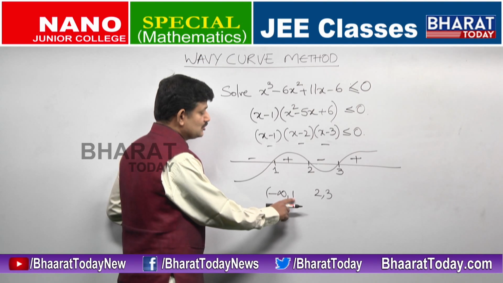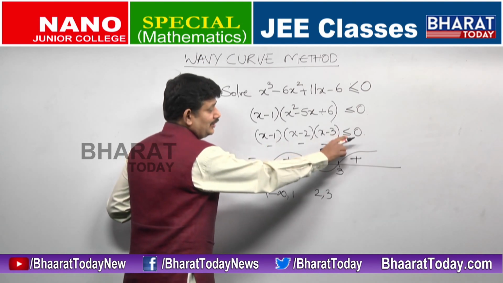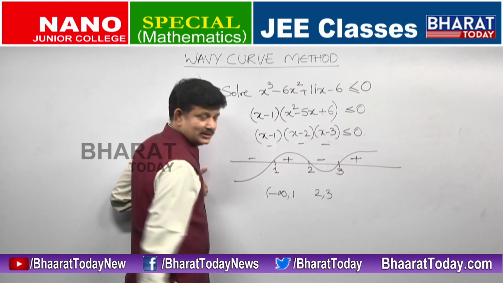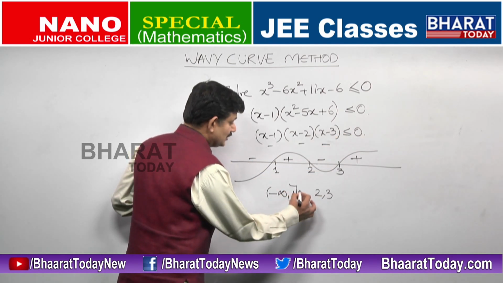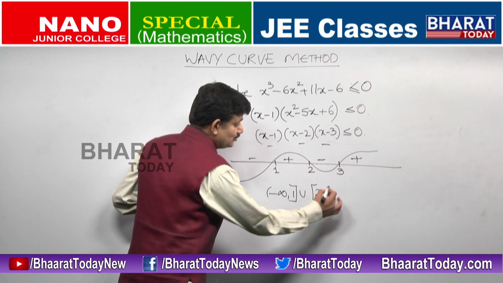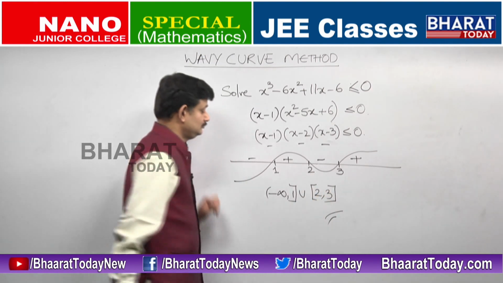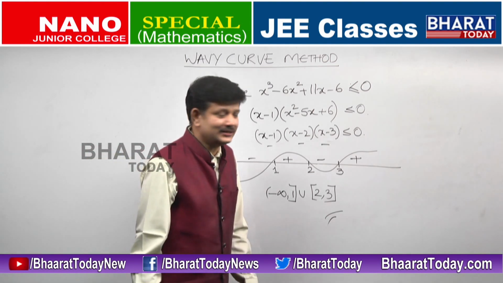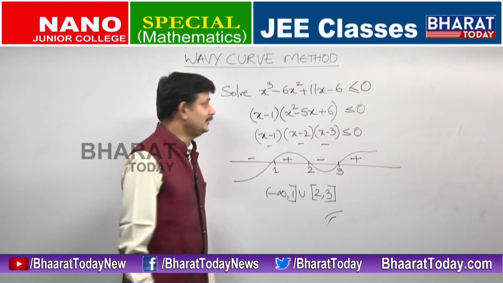At 1, should it be closed or open? Is 1 part of our answer? Yes. When I put x equal to 1, I will get 0, and 0 is permitted here. Equality is given, so it is a closed interval. Similarly, it is closed at 2 and closed at 3. So you are ready now to solve a quadratic and a cubic inequality.